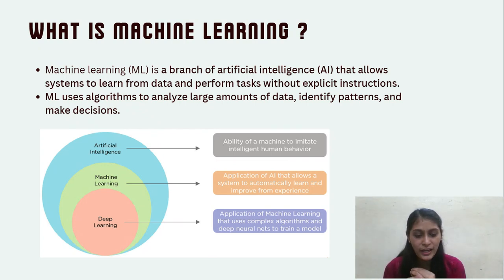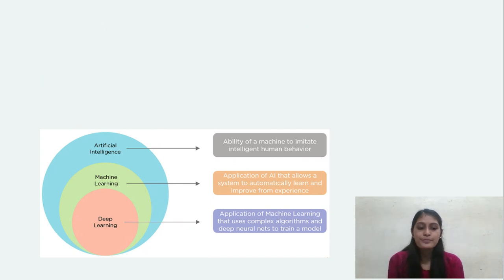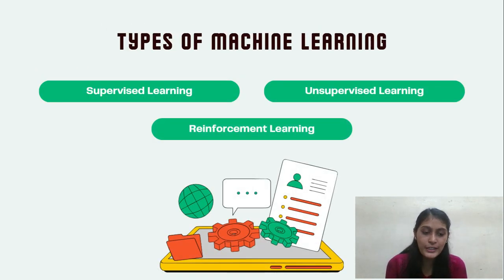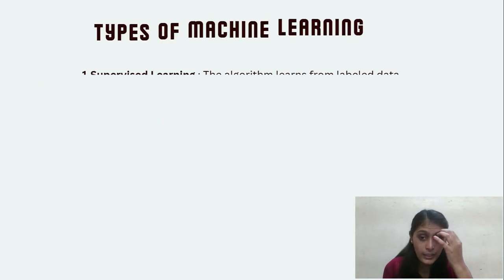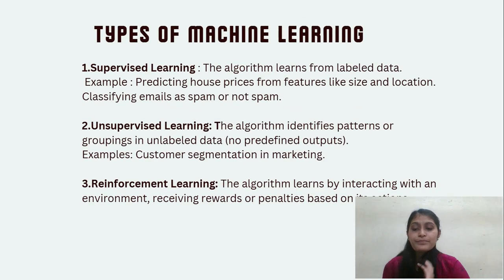Then we have deep learning. Deep learning is a subset of machine learning that uses complex algorithms and deep neural networks to train a model. Now we have the types of machine learning. Mainly there are three types: supervised learning, unsupervised learning and reinforcement learning. There is also a fourth type, semi-supervised learning, which is a combination of supervised learning and unsupervised learning.